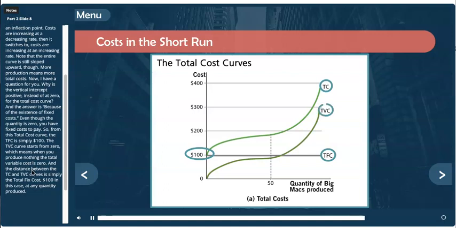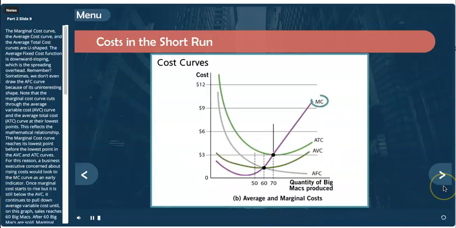The TVC curve starts from 0, which means when you produce nothing, the total variable cost is 0. And the distance between the TC and the TVC curves is simply the total fixed cost, $100 in this case, at any quantity produced.